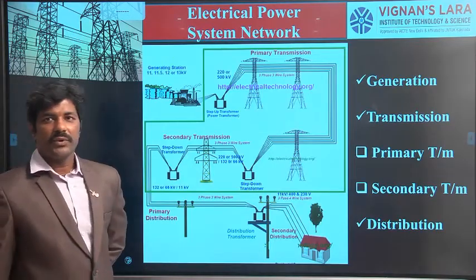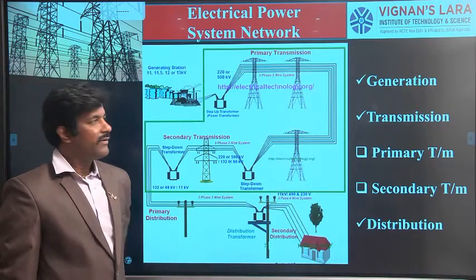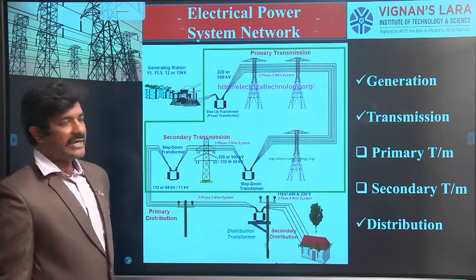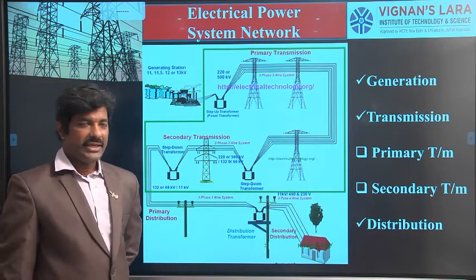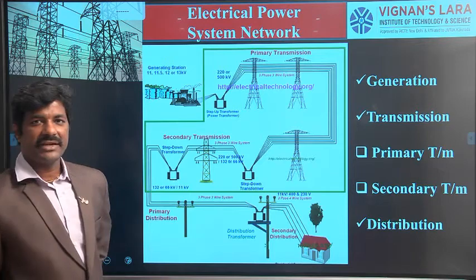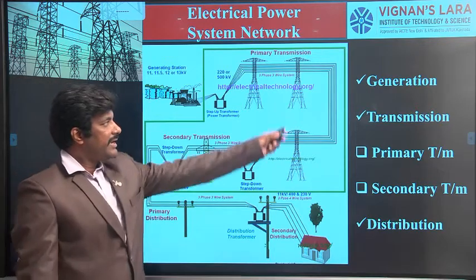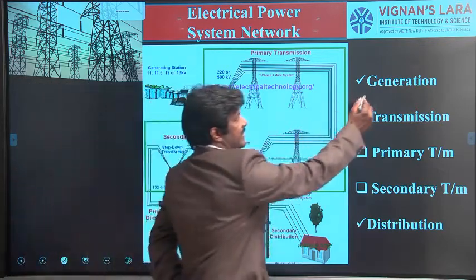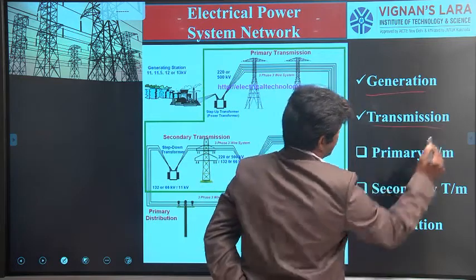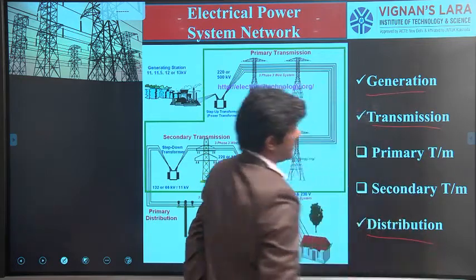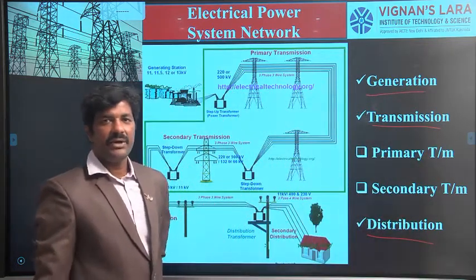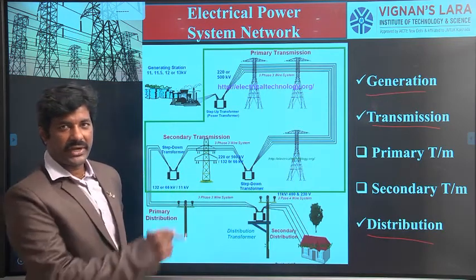Before going to the course, let us see the overall view of the electrical power system network. In general, the electrical power system network is divided into three categories: generation, transmission and distribution. These three categories of the power system network are shown in a pictorial diagram here.